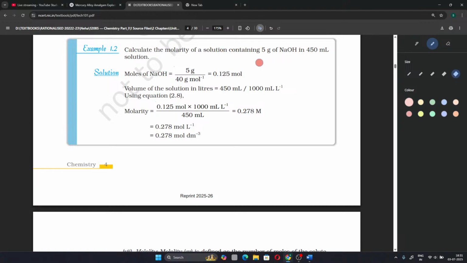Calculate the molarity of a solution containing 5 gram of NaOH in 450 ml. First find the moles of NaOH, which is around 0.125, then divide by the amount of solution in liters, which is 450 ml. If we divide 450 by 1000, the 1000 will go up. We will get a molarity of 0.278 molar. This we can write as mole per liter, molar, or mole per decimeter cube.